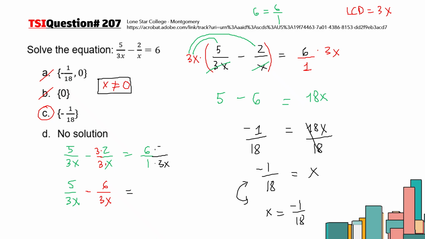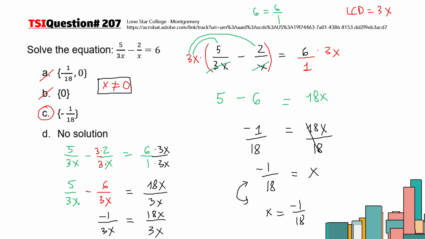Now for 6, to get 3x at the bottom, I have to multiply 3x on the top as well, so that 3x divided by 3x is the same as 1. I didn't change anything, but now the ratio becomes 6 times 3x, which is 18x over 3x. We can combine the fractions with the same denominator, so 5 minus 6 is negative 1 over 3x, equal to 18x over 3x.